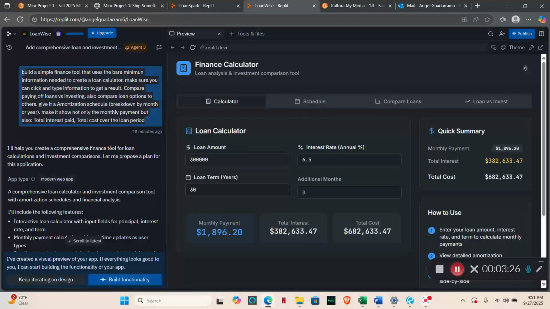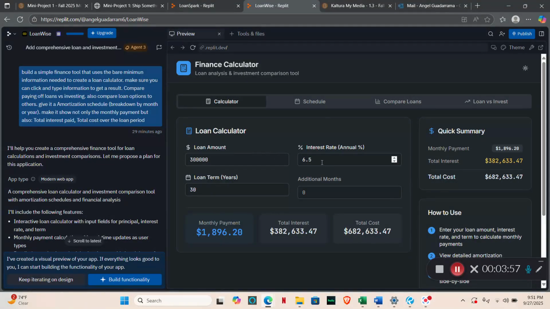I made sure to compare loans versus investing, and to compare loan options from one to another. I wanted to give it an amortization schedule, a breakdown by month or year, to make sure it not only shows a monthly payment but also the total interest paid and total cost over the loan period. So this is my second version right here, the less crappy version, if you will.